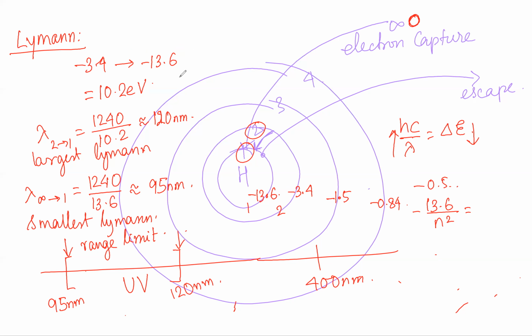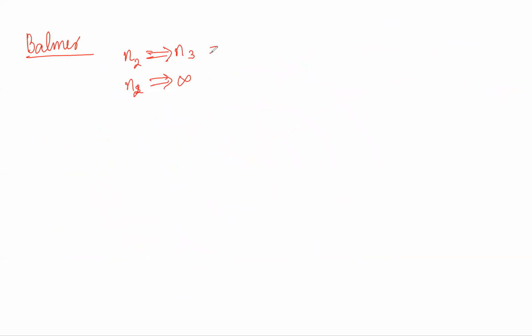So in the case of Balmer lines, you are talking about a jump from the second orbital. So N2, you're talking about a jump from N2. The smallest jump you can have is N2 to N3, and the largest jump you can have is N2 to infinity. So what is N2? N2 is equal to 3.4. What is N3? N3 is equal to 1.5. So that jump is approximately equal to 2 electron volts. This jump is approximately equal to 3.4 minus 1.5, approximately 1.98.